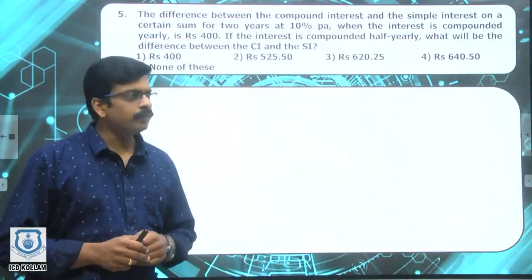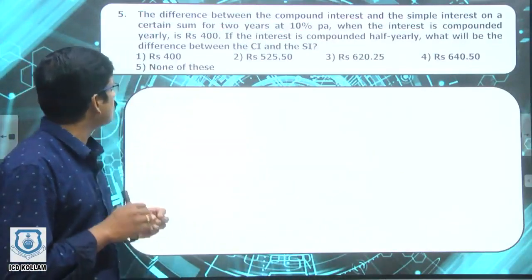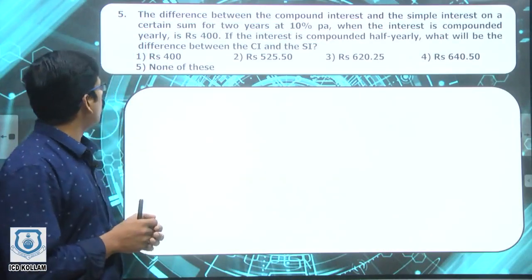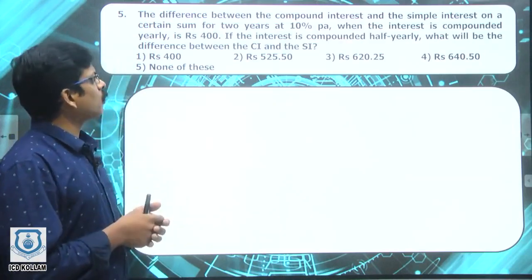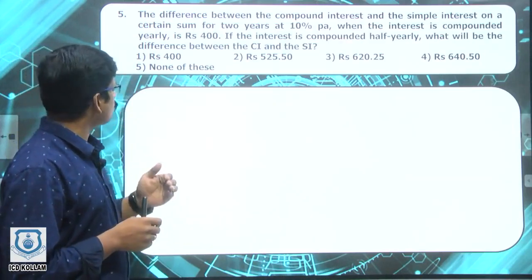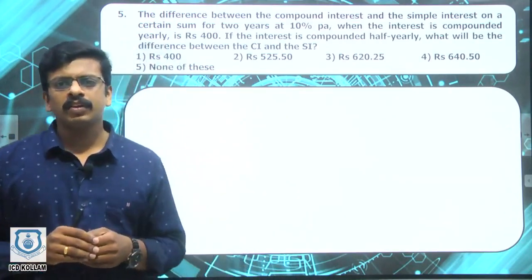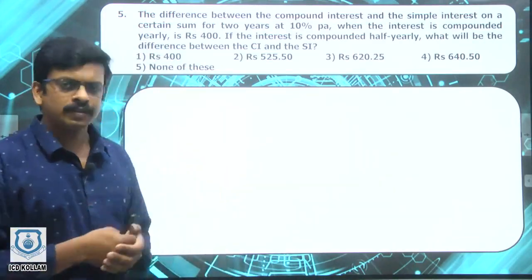Question number 5. The difference between compound interest and simple interest on a certain sum for 2 years at 10% per annum, when the interest is compounded yearly, is rupees 400. If the interest is compounded half yearly, what will be the difference between the compound interest and simple interest? Here I am using a special technique named Pascal's triangle method for solving this question.